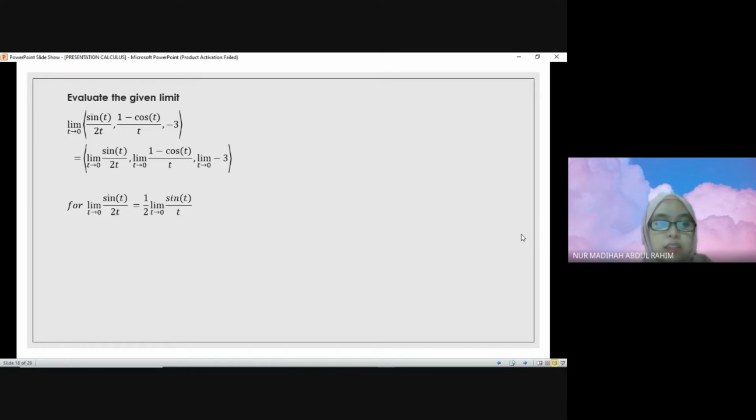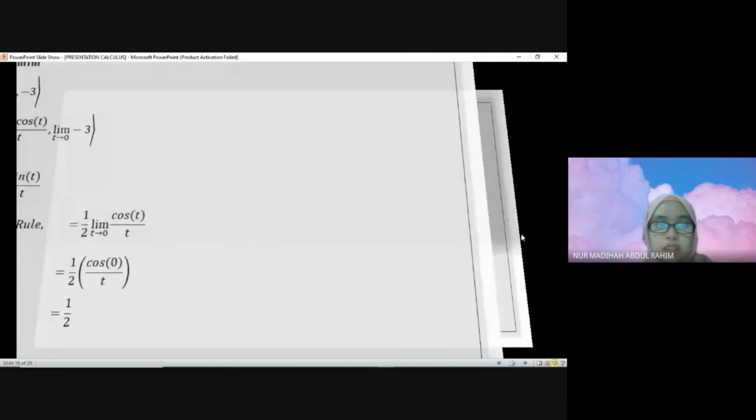For the limit as t goes to 0 of sin t over 2t, we factorize it and get 1 over 2 times the limit as t goes to 0 of sin t over t. By applying L'Hopital's rule, we get 1 over 2 times the limit of cos t over 1. And we get 1 over 2 times cos 0, so the answer is 1 over 2.